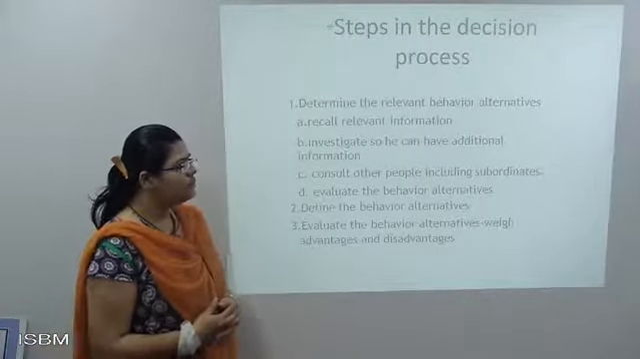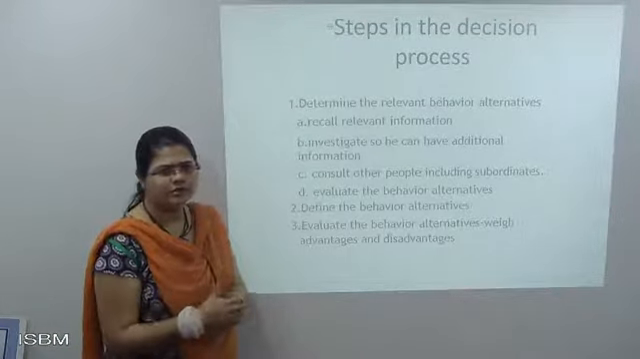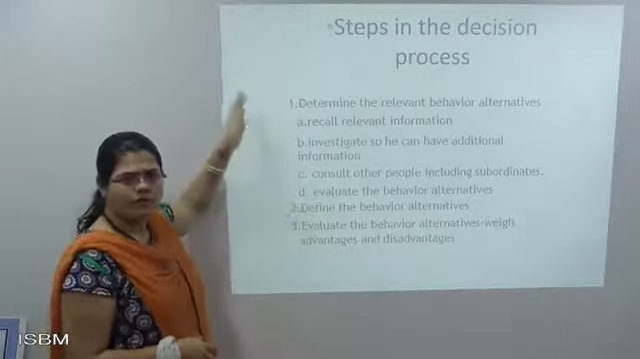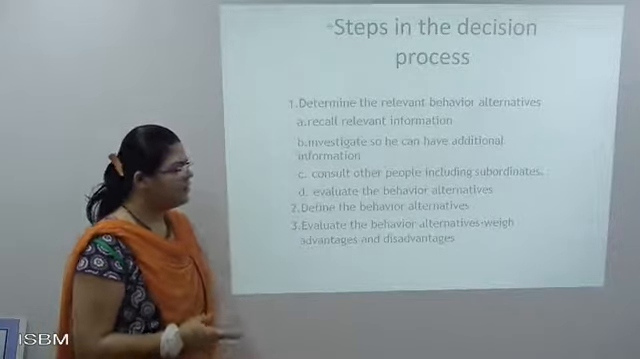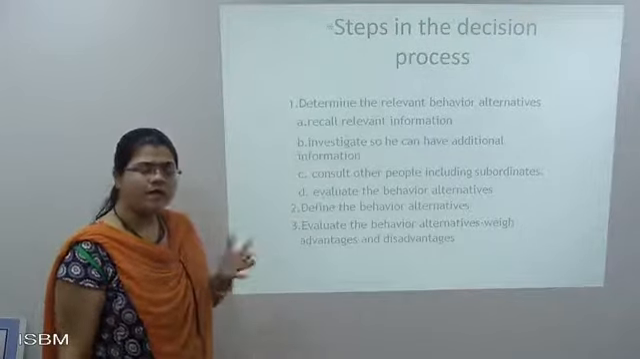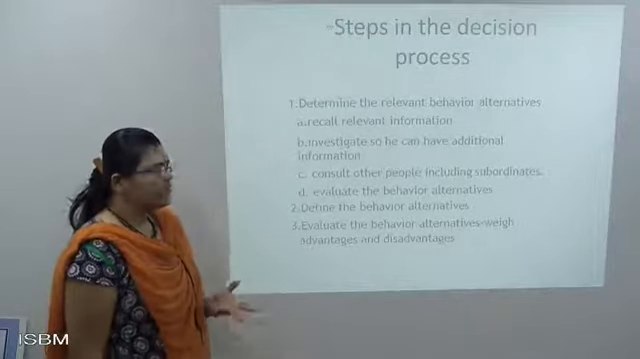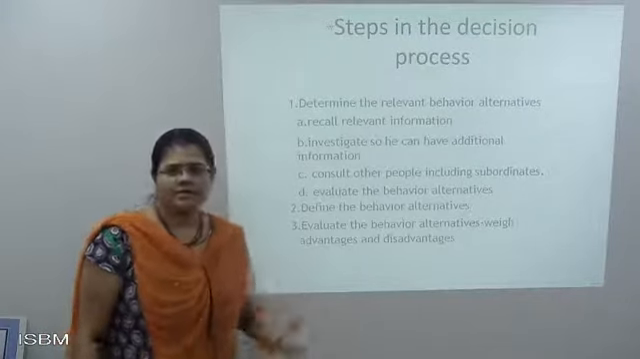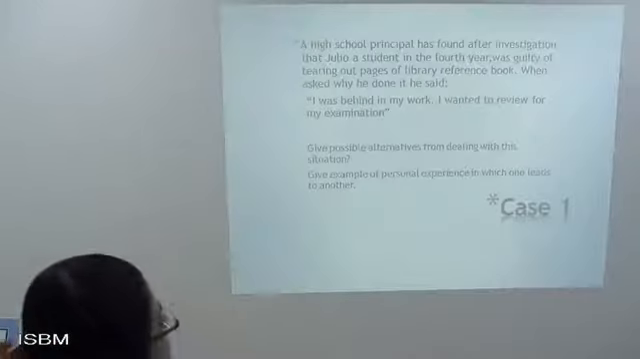Consult other people, including subordinates. That is important. Here you need to consult and include the subordinates. Evaluate the behavior alternatives, that is, the performance, whatever has been seen, so just evaluate that. Define the behavior alternatives. If this is not there, what are the different sources from which the decision making process can be done? Evaluate the behavior alternatives by weighing the advantages and disadvantages, which is also seen during this part of the process.